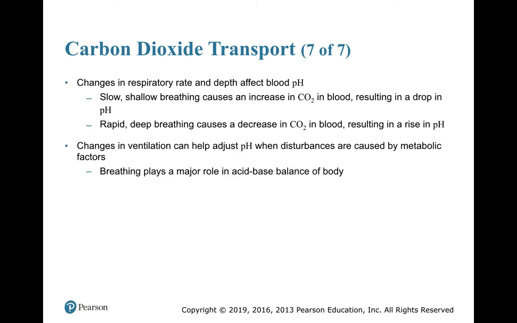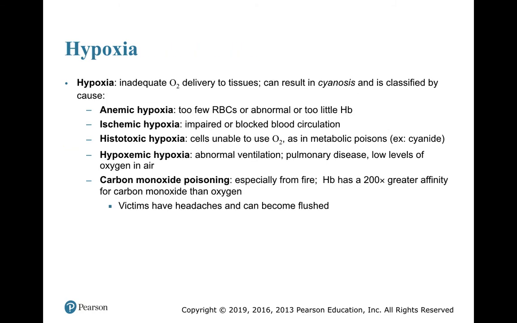Changes in the respiratory rate can also affect blood pH. So slow, shallow breathing causes an increase in carbon dioxide in the blood, which would lead to a drop in blood pH. Rapid deep breathing causes a decrease in carbon dioxide in the blood, and that would cause a rise in the pH, be more basic. So changes in ventilation can be used to help adjust pH when the disturbances are caused by metabolic factors. So breathing is going to play a major role in the acid-base balance of the body.